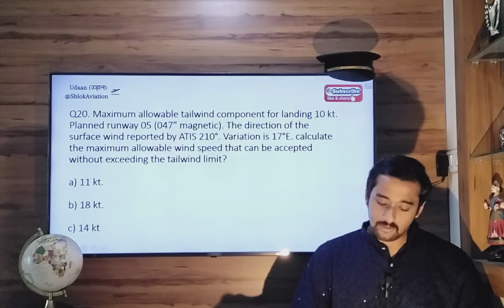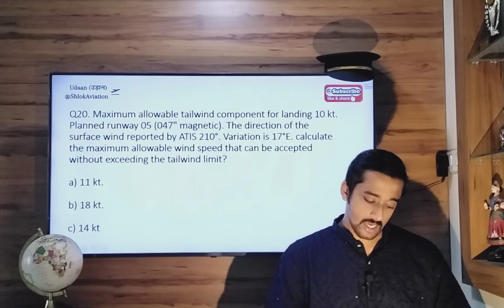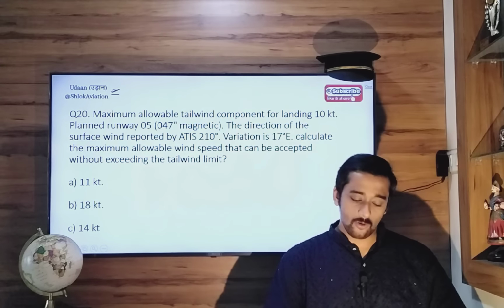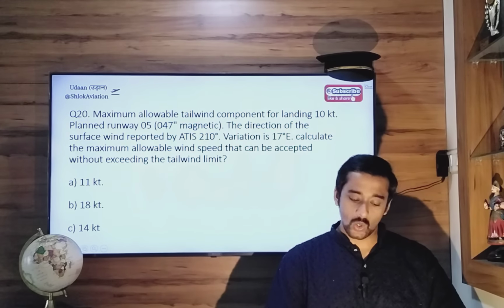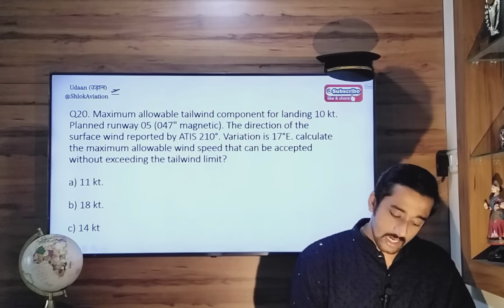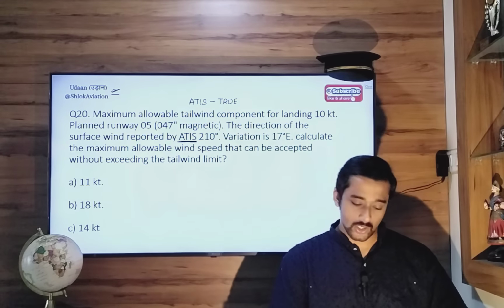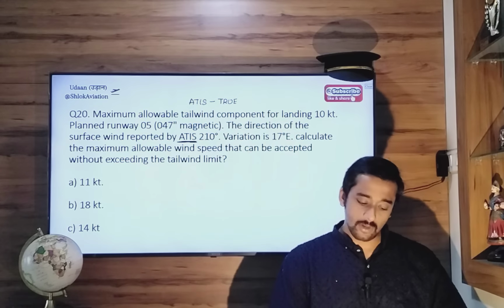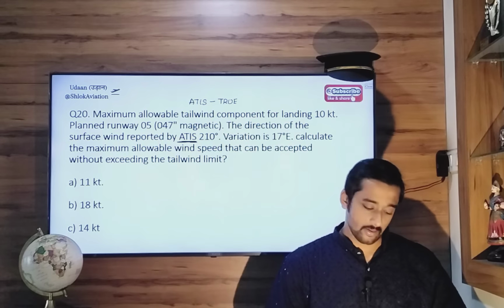Next, maximum allowable tailwind component for landing is 10 knots. Runway is 05 or accurate value is 047 degree magnetic. The direction of surface wind is 210 degree. Now all ATIS winds are true. ATIS winds are reported in true direction. That's why variation is also given to you. Calculate maximum wind speed that can be accepted without exceeding the tailwind limit.